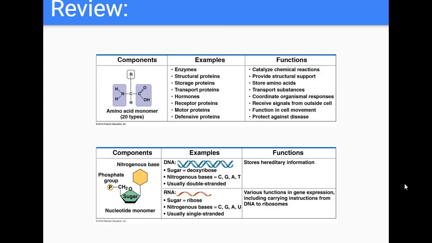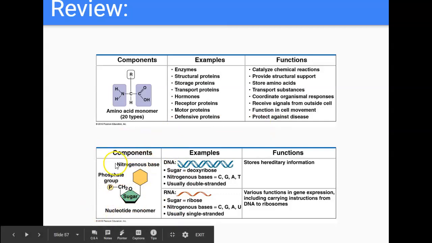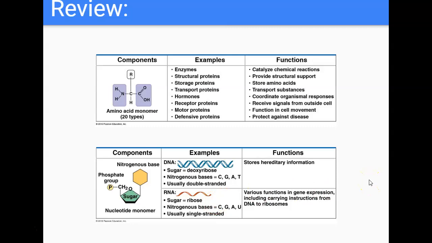Okay, so final review. Amino acids: it shows you the basic structure, examples of where we would find them, and functions. Same thing with a nitrogenous base. There's a nucleotide, for example. There are the 3 basic components. We have DNA and RNA as the 2 main examples and what they do.